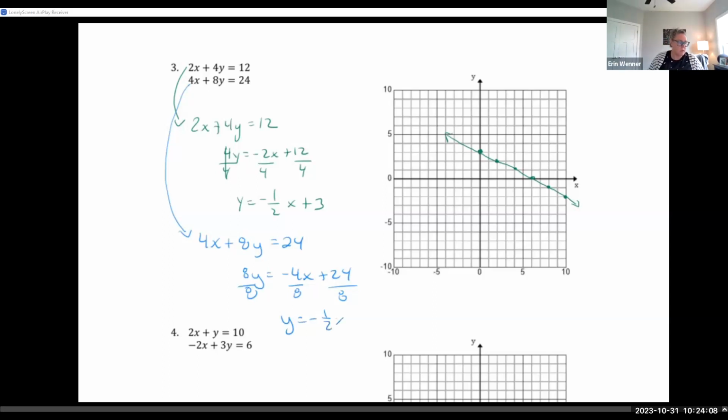So because it's the same equation, this tells us that we have infinite solutions. Now, in my math lab, the way that they write this, in order to say that we have an infinite number of solutions, they use set notation.